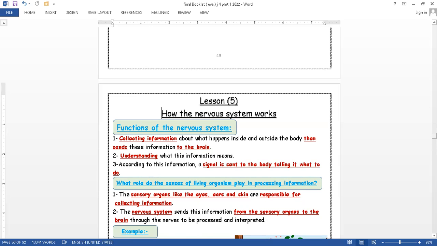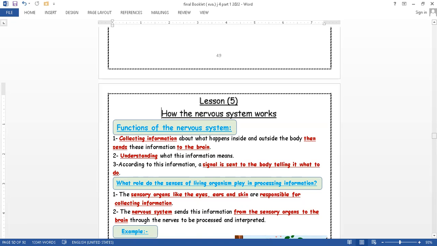What role do the senses of living organisms play in processing information? We said that there is an important relation between the five senses and the nervous system, and that's why we started to study the nervous system in this concept, which is talking about the senses. Let's now know what is the relation between both of them by knowing the important role of these senses.